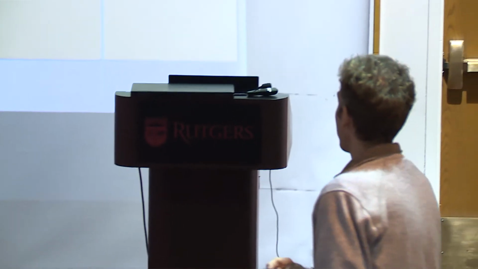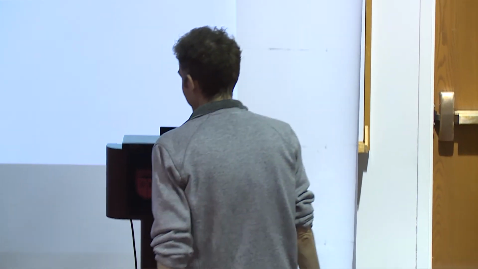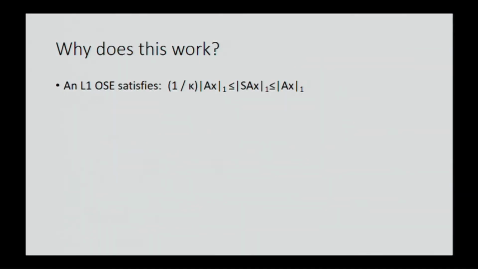Okay, why does this work? Any L1 oblivious subspace embedding with distortion kappa satisfies that the 1-norm of SAx is at most the 1-norm of Ax, and at least 1 over kappa times the 1-norm of Ax. I'm just writing it this way; I can scale by kappa if you want to write it in a different way. What is the implication of the ith block? Why do we want these sparse vectors?